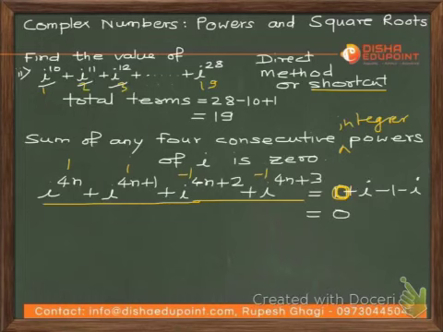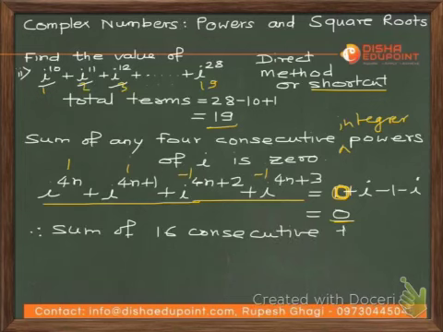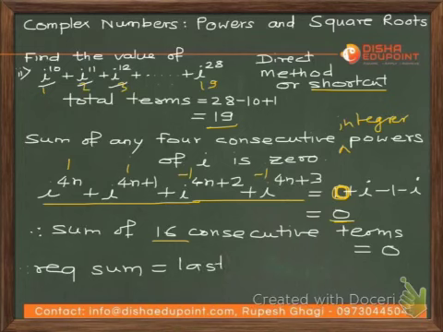So this is what we know. It is equal to 0. Now the sum of 16 consecutive terms will also be equal to 0, right? Because 16 consecutive terms means 4 times 4 consecutive terms. So that means the required sum is equal to either the sum of the last 3 terms or the sum of the first 3 terms.